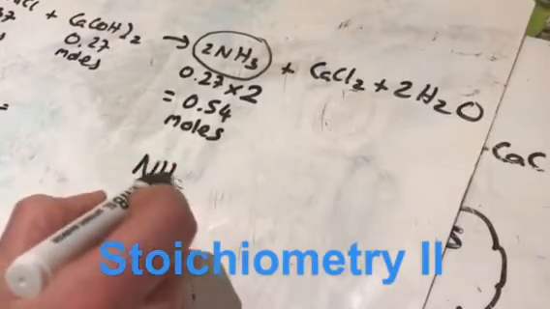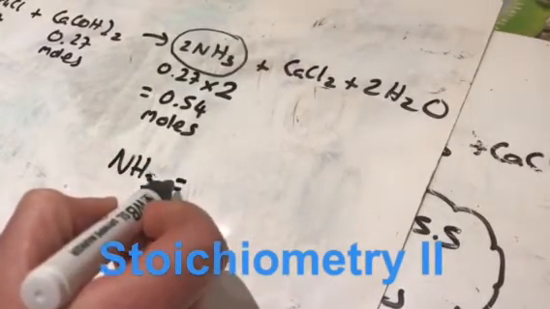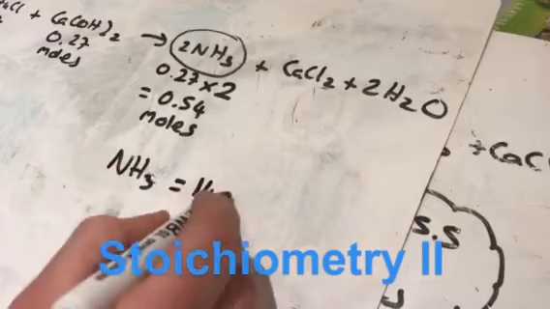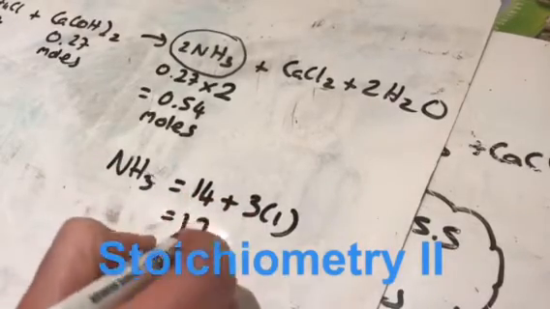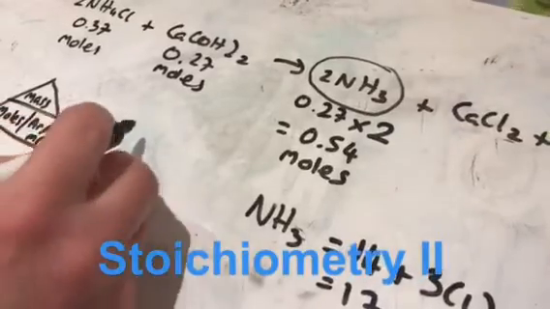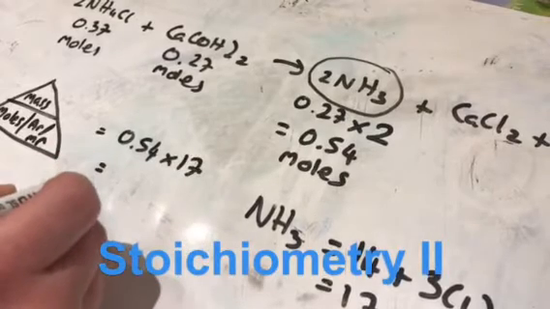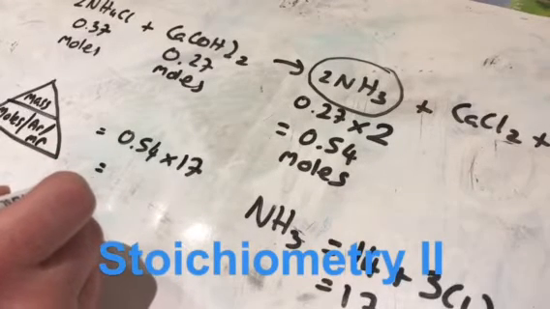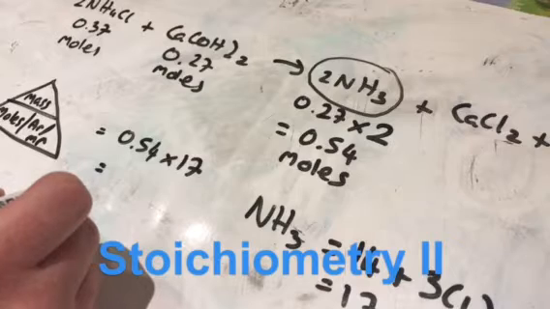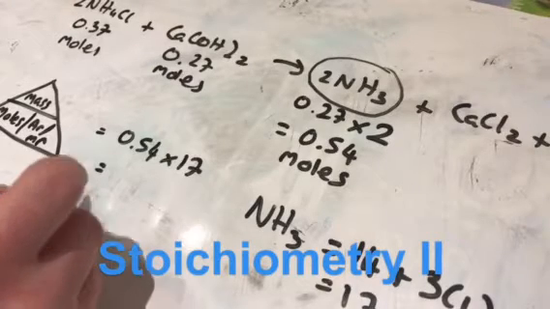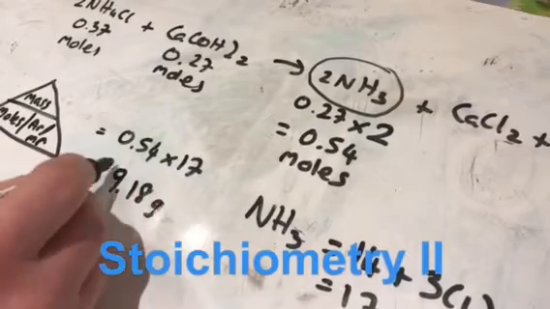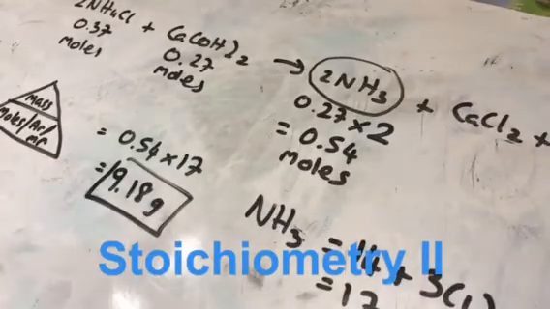So NH3 is equal to 14, the mass of nitrogen, plus 3 by 1, which is equal to 17. Let's multiply our moles, 0.54 by 17. That will tell us how much ammonia we have there in grams. So 0.54 by 17 is equal to 9.18 grams. That is the maximum amount of ammonia we can ever produce. That's if the reaction goes the best. If it's not reversible, that's the best possible outcome.